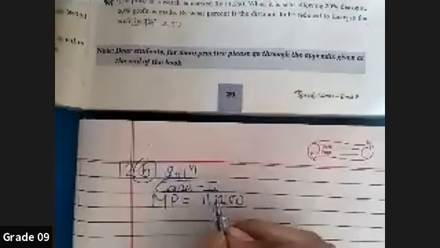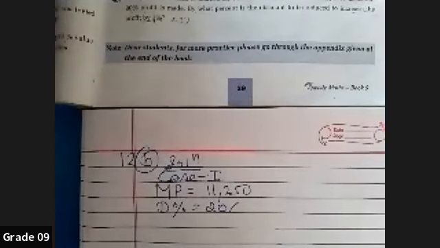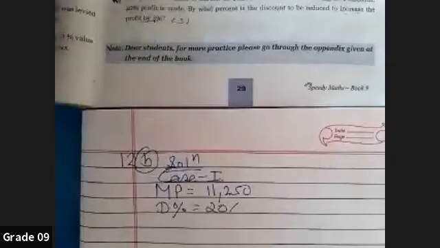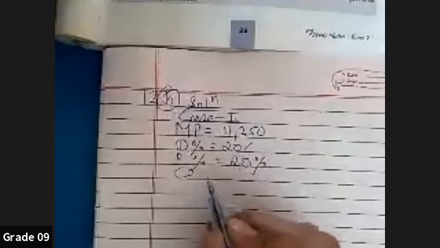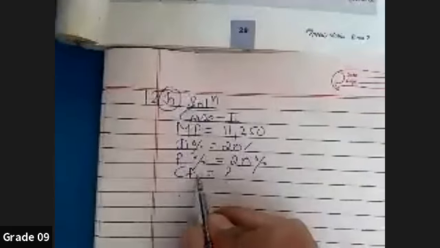Okay, so in case one, market price is 11,250, and there is a discount of 20%. Discount percent is 20%, MP is 11,250, and there is the profit percent. They are not talking about VAT, and profit percent is 20%. Okay, so now we have to calculate cost price. Why cost price only, I'll be telling you later on. Okay, and we are going to call it CP1. So let's find it all.